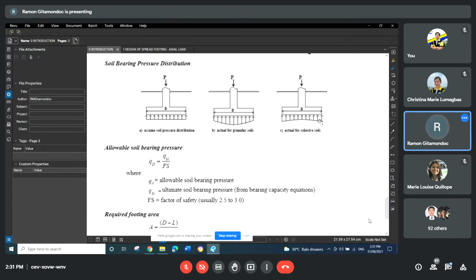So in design, we do some simplification. Instead of dealing with the non-uniform soil distribution, we just assume a uniform soil pressure distribution underneath the footing. This simplification will tend to overestimate if your footing rests on granular soil, but also will underestimate the requirement for shear and for flexure in case the footing is situated on cohesive soil. So just be mindful of that.